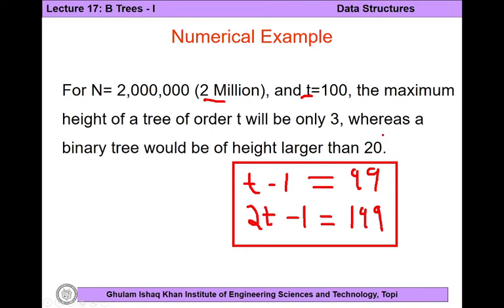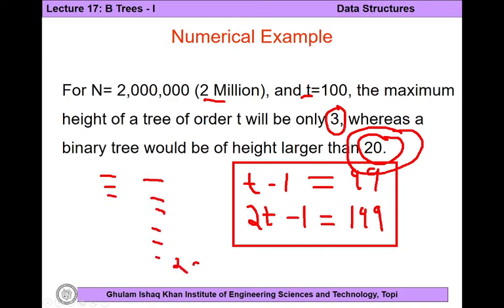So if we make a B tree using this, the maximum height of the B tree will be 3. But if we store the same data in a binary search tree, it will have a height of 20. So there is 1, 2, 3 versus 1, 2, 3, 4, 5 up to 20. So it shows the efficiency of the B tree, right?